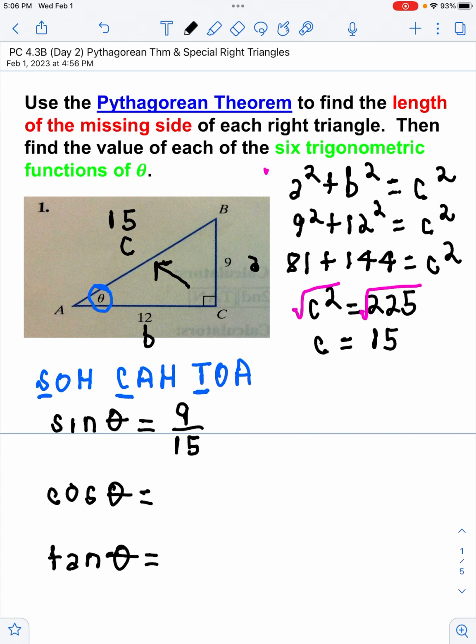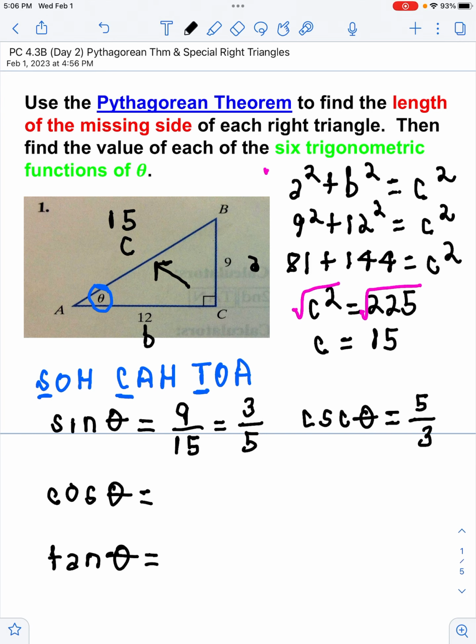Now, if you're unsure, you just have to understand which side is the hypotenuse, and then that can help you in finding the sine. Of course, 9/15 reduces to 3/5, and if the sine of theta is 3/5, then the cosecant, the reciprocal, would have to be 5/3.